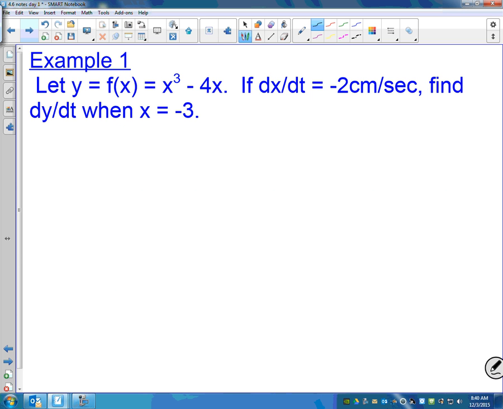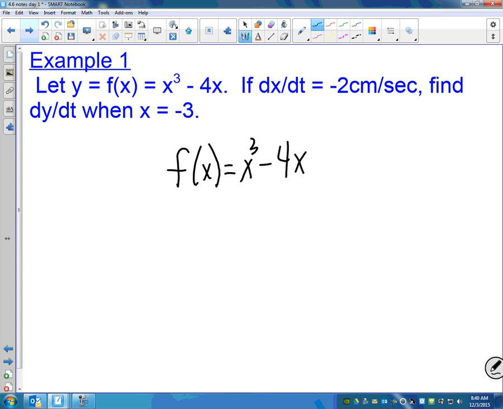So, here we go. Let's start easy, and then we'll get excited. Like story problems, this is exciting. It says let f of x equals x cubed minus 4x, if dx over dt equals negative 2 centimeters per second. Okay, that's the rate that it's changing. Find dy over dt when x is given. What makes this problem easier than story problems is they give you the equation, so you don't have to worry about what the equation is.